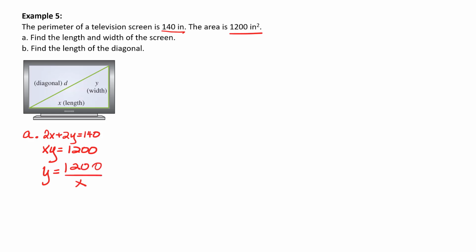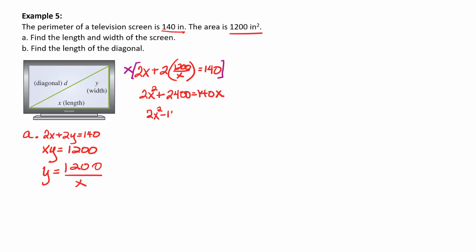You can solve for y in the second equation and use substitution. So you're plugging 1,200 over x into the first equation for y, and this is what you get. And then you multiply the whole thing by x to get rid of that denominator. And you end up with the quadratic equation, 2x squared plus 2,400 equals 140x. Get everything on one side, and you will be able to solve that, thankfully, by factoring.